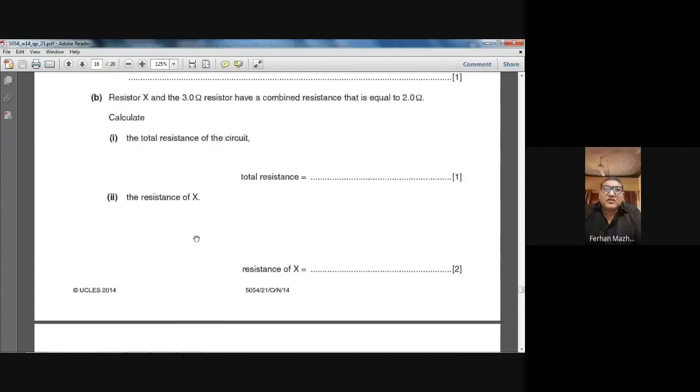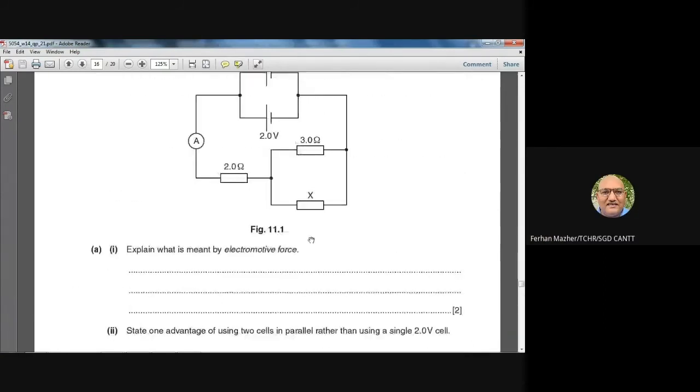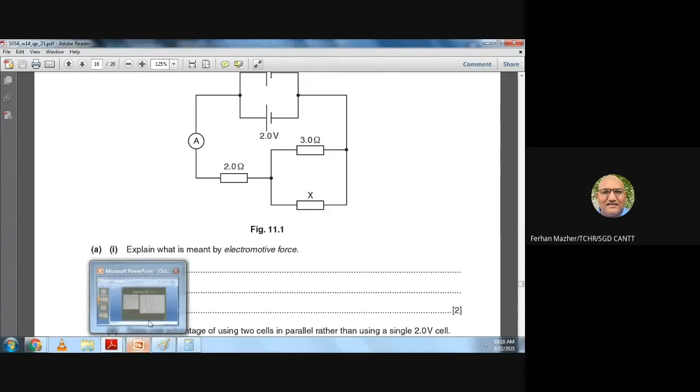The second part is the resistance of X. These two are parallel to each other. Their total resistance, he told us, is 2 ohm. Now he wants me to find out the value of X, the resistance of X. So we can use this. I have done this on a paper. Let me show you.